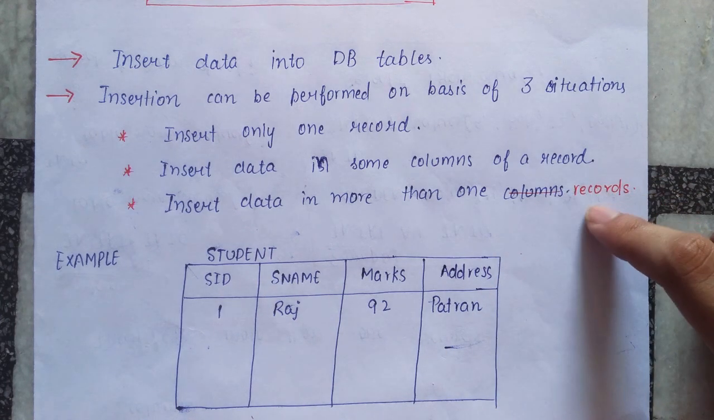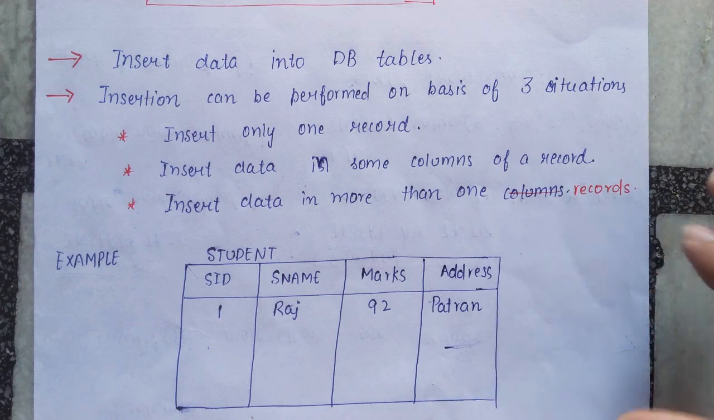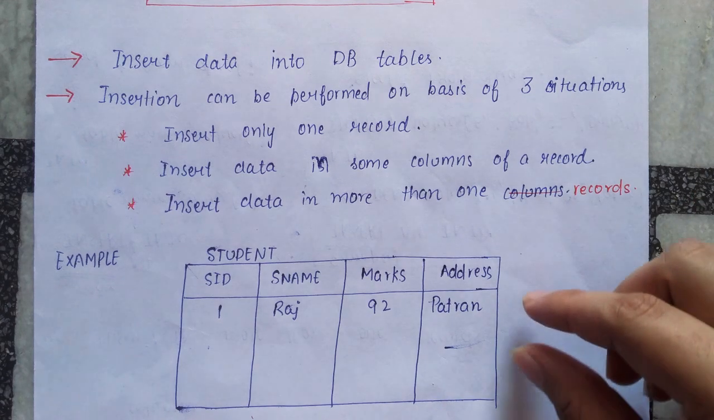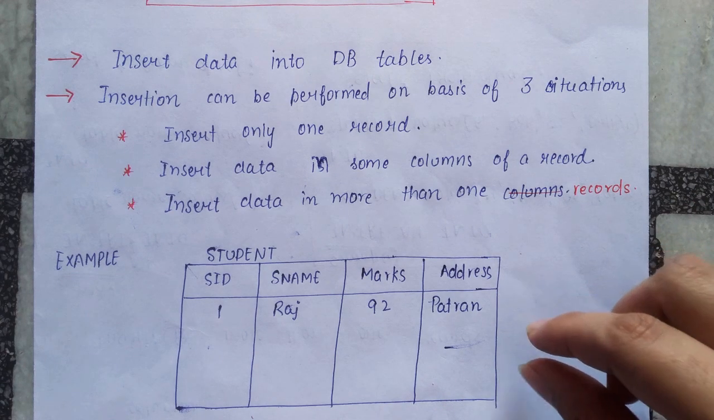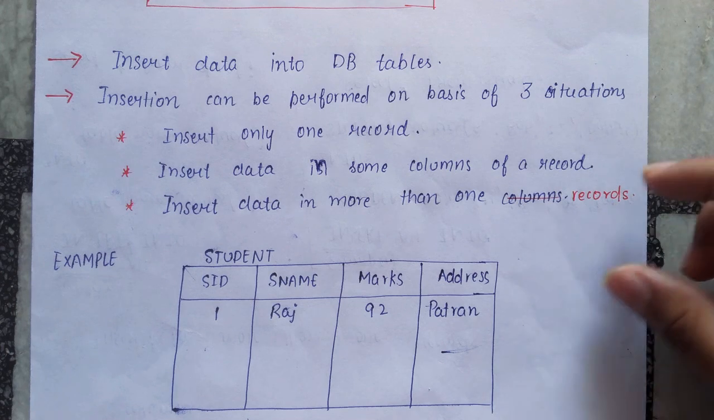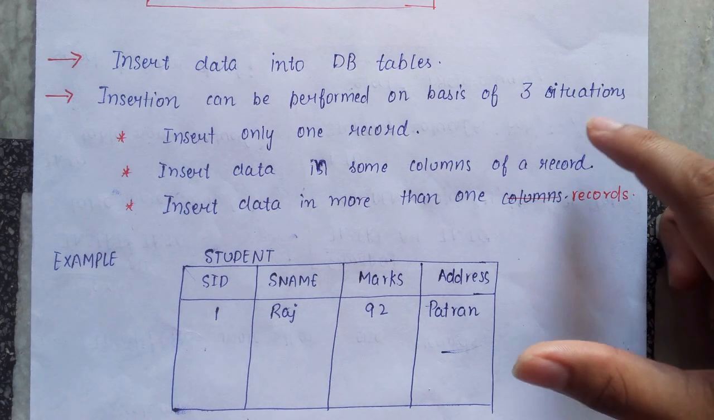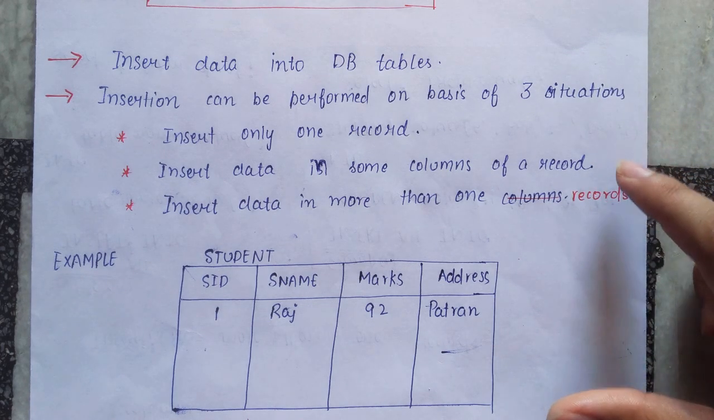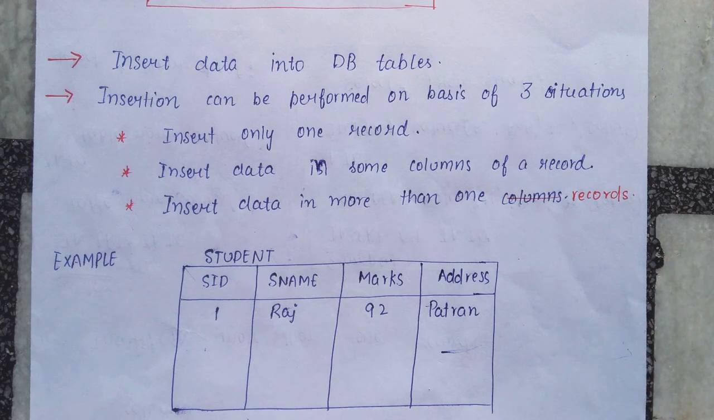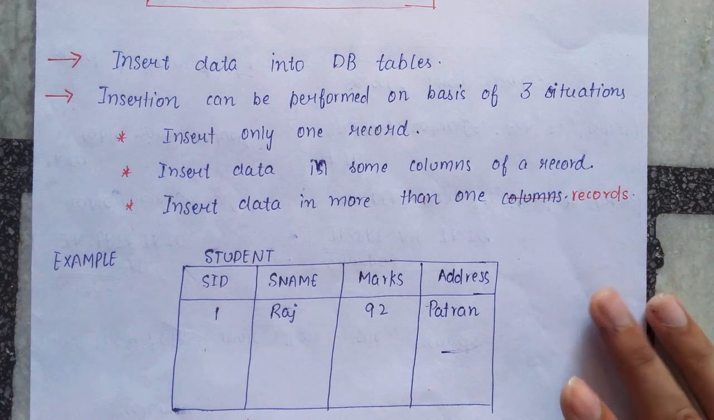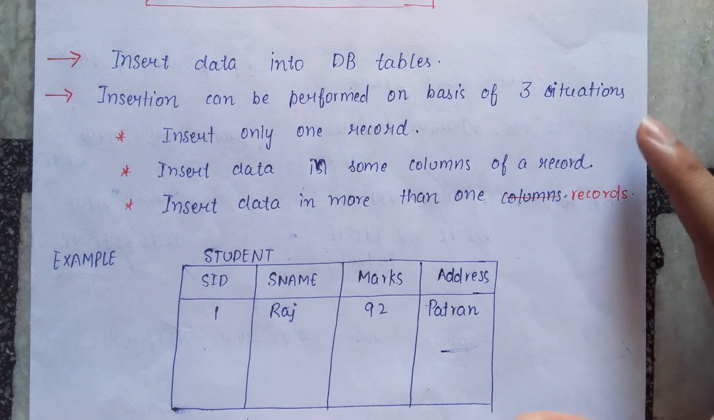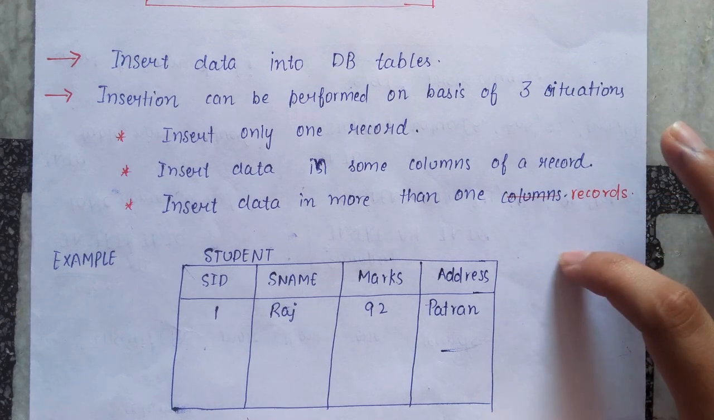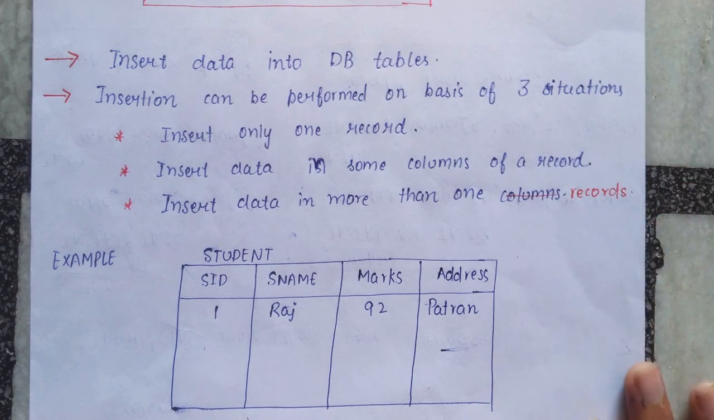And the third case is what? If we want to insert more than one record. If we want to insert the records of two students at the same time, in that case what will we do? So there are basically three situations while we perform the insertion. We will discuss all these three situations one by one using this student table example.